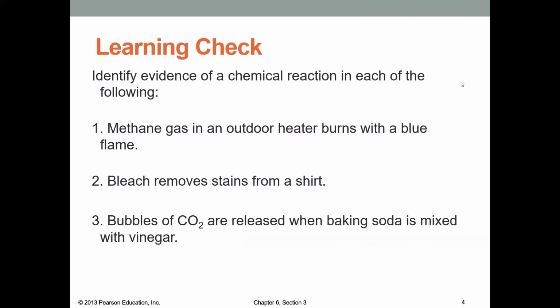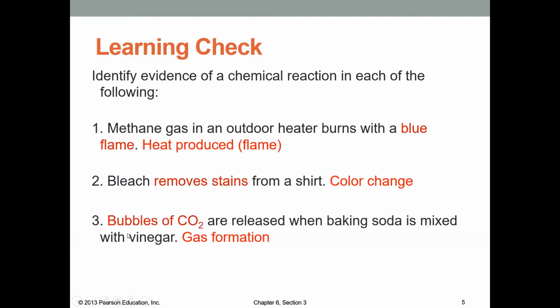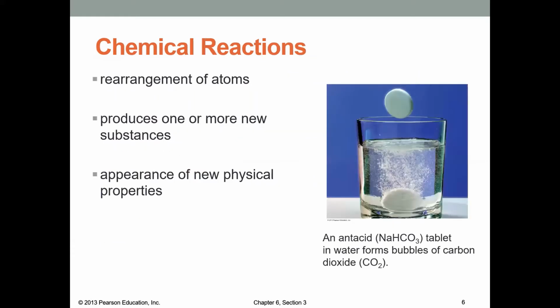If bleach removes a stain from a shirt, in this case, it's a color change. There once was a stain and now it's gone. Presto, it was a color change. The bleach actually came into a reaction with the molecule of the stain and formed a new product. Now, bubbles of carbon dioxide are released when baking soda is mixed with vinegar. In this case, it's the formation of a gas, the bubbles of CO2. And there they are all in red if you are following along with the PowerPoints.